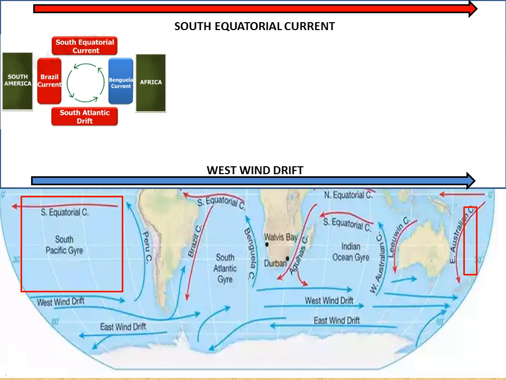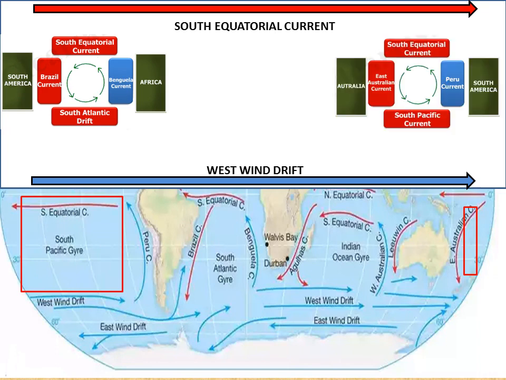Now, let us come to the next part, that is the part between Australia and South America. This is basically the South Pacific gyre, since the Pacific Ocean flows over here. The main important currents in this part are, first, the Peru current. The Peru current, since it is on the western margin of South America, is a cold current. Similarly, the other current on the eastern margin of Australia is called the East Australia current. It is again a warm current.